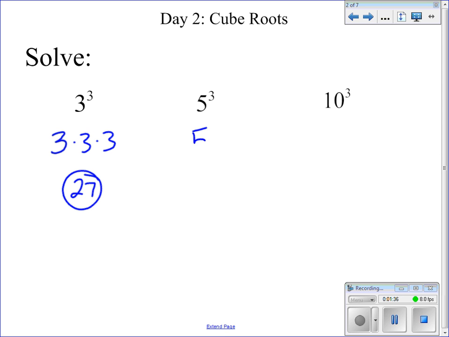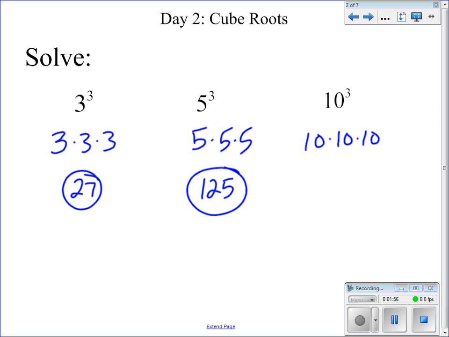5 to the third power would be 5 times 5 times 5. 5 times 5 is 25, and then times 5 again gives us 125. And 10 to the third power would be written as 10 times 10 times 10. 10 times 10 is 100, times 10 again, which would be 1,000.